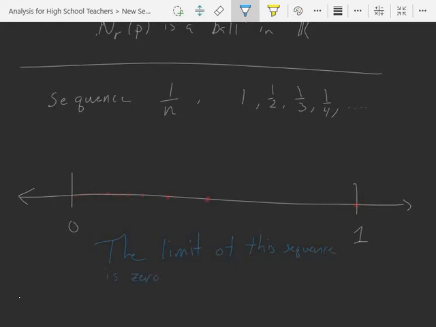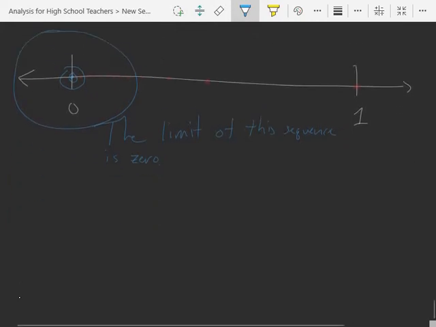So how are we supposed to define that with these neighborhoods? Well, 0 is the limit, so everything should be kind of close to 0. This sequence lives close to 0 because at 0, if I draw a big ball, there's definitely red points inside that ball. But no matter how small I draw this, there's still going to be red points inside that ball. So 0 is a limit.